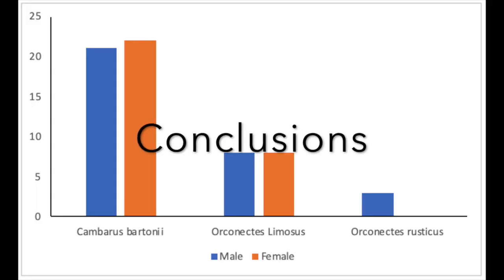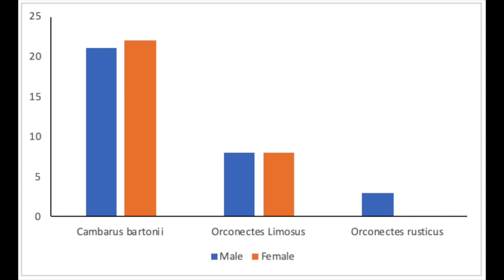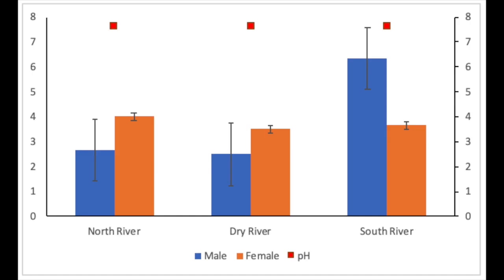Figure 1 displays a comparison of total number of male and female crayfish of each individual species we caught among the 3 different rivers. As you can see, the y-axis is the total number of crayfish caught, while the x-axis is the names of the species we caught.